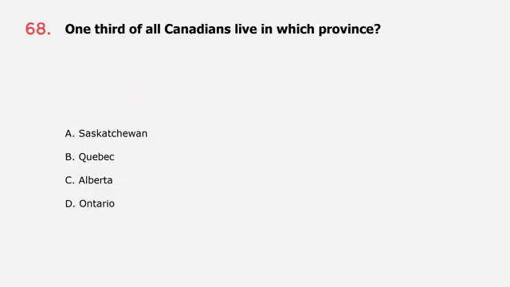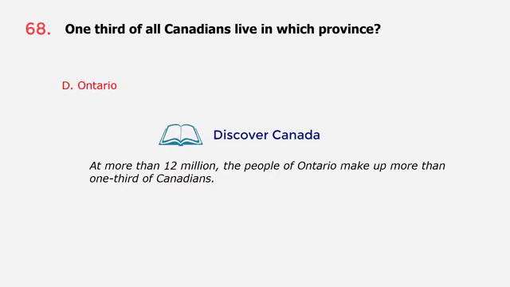Question 68. One third of all Canadians live in which province? A. Saskatchewan. B. Quebec. C. Alberta. D. Ontario. The answer is D. Ontario.